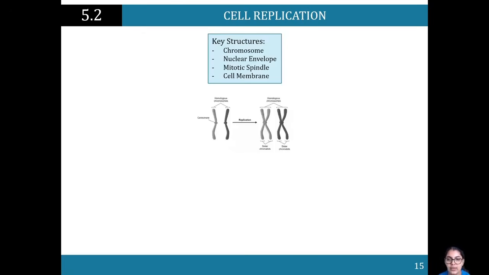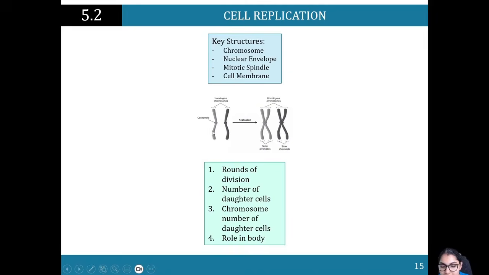So here we are, a couple of key structures to remember before we even begin. These are chromosomes. Yep, both of them are chromosomes. The cell will have a nuclear envelope, and there will be a mitotic spindle involved, and obviously the cell has a cell membrane. So this is a chromosome, and so is this, and this is also one chromosome and one chromosome.